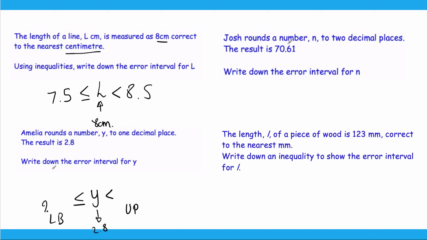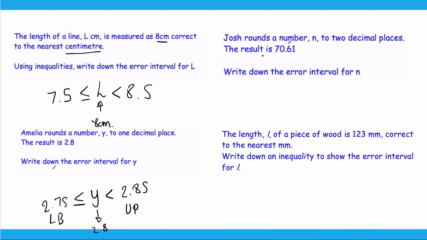It would be 2.75, because 2.75 would round to 2.8, and anything greater than 2.75 but less than 2.8 would round to 2.8 as well. So we have figured out our lower bound. What is our upper bound then? It would be 2.85, because 2.85 would round to 2.9. Anything strictly less than 2.85 would round to 2.8, and that would be our error interval.